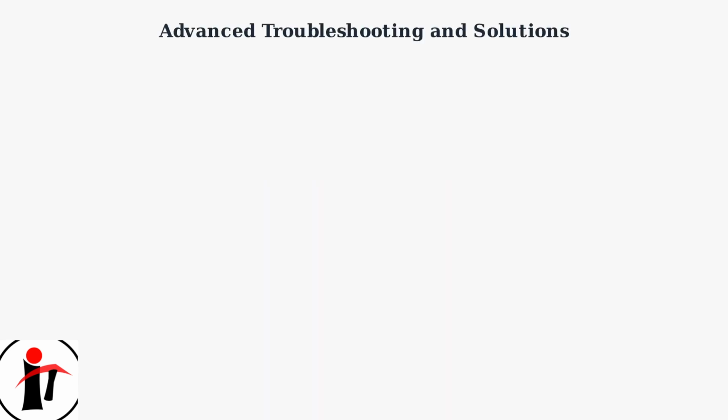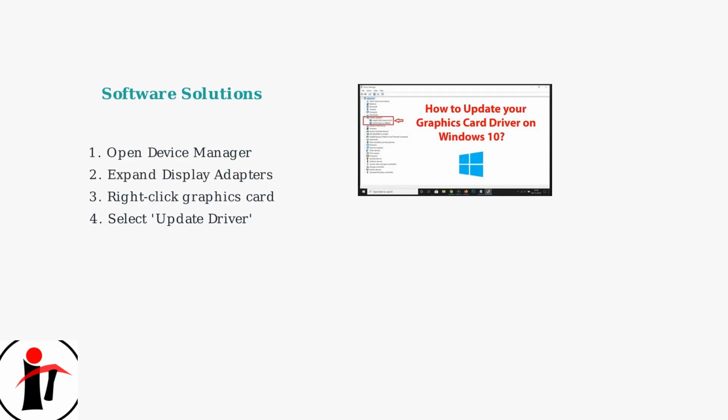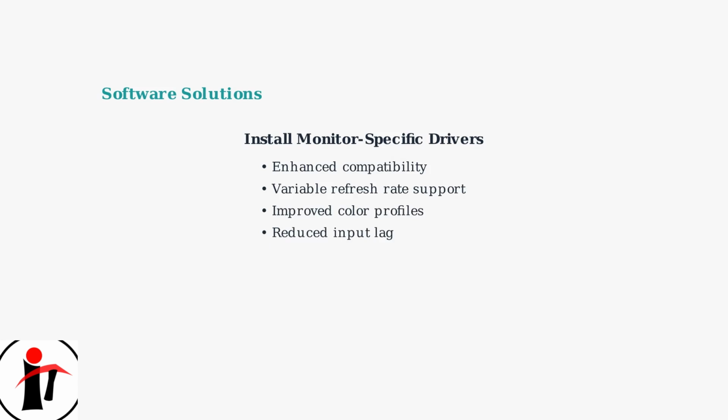When basic troubleshooting fails, advanced techniques can resolve persistent Sceptre monitor issues. We'll cover software updates, hardware inspection, and cost-effective repair decisions. First, update your graphics drivers. This resolves compatibility issues with Windows 11 24H2 and macOS Sonoma or Sequoia systems. Next, install monitor-specific drivers from Sceptre's website. These provide enhanced compatibility and unlock advanced features like variable refresh rate support.